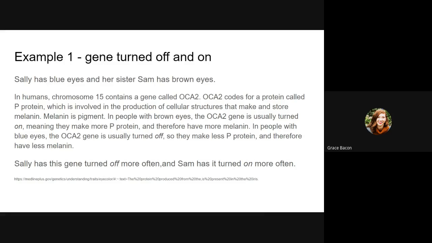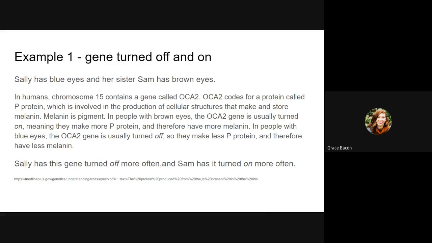So, sorry, in humans, chromosome 15 contains a gene called OCA2. OCA2 codes for a protein called P protein. So we've got a gene, it codes for a protein. So far, so good. P protein is involved in the production of cellular structures that make and store melanin. So that's how the protein turns into a trait. Melanin is just pigment. It's the same thing that gives us pigment in our skin.